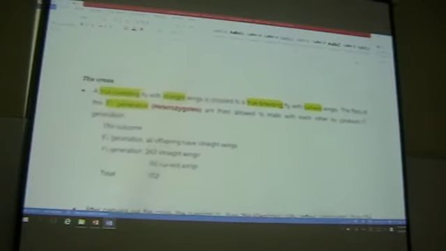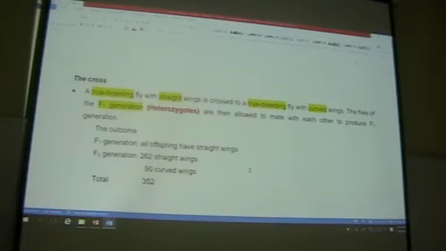Over here, what we see is true breeding parents of contrasting phenotype. True breeding straight crossed with true breeding curve. This is pure breeding parents of contrasting phenotype, so the F1 must be your heterozygote. How do you know F1 is heterozygote? Because you are crossing pure breeding parents of contrasting phenotype.